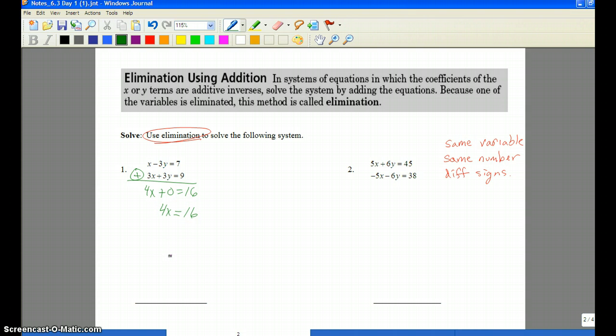Can you solve it for x now? X equals 4. What do you do now? You do the same thing that you did with substitution at this point. You take that value for the variable, you put it into one of the originals, one of the other equations, and you solve it for the variable that's left.